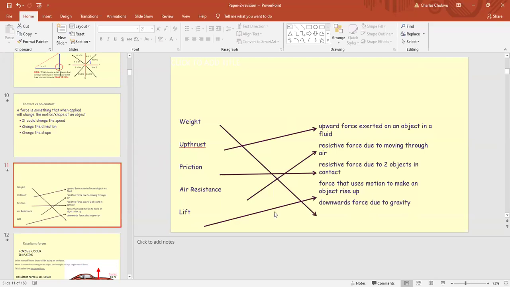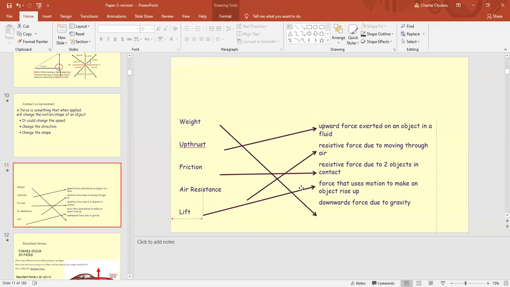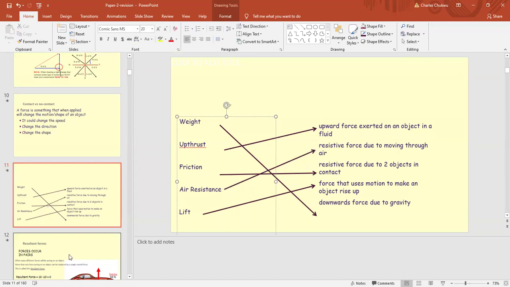Oh, hold on. I think I mixed something up. Lift is the force that uses motion to make an object rise up. That's what happens in the case of an aeroplane, right? Resistive force due to moving through air is air resistance. Sorry, let me make the arrows point to them correctly. Okay, yes, that's it. All right, so are you with me so far?